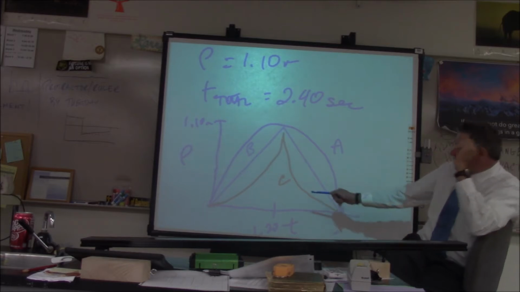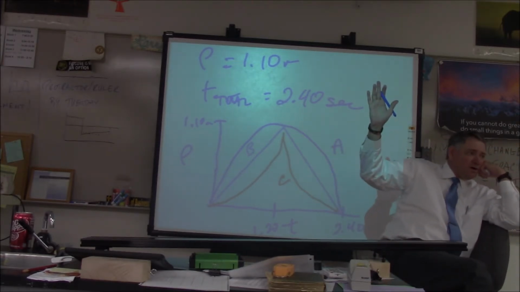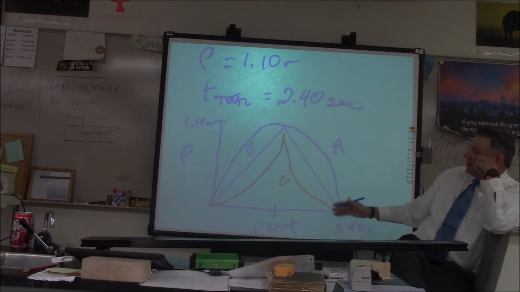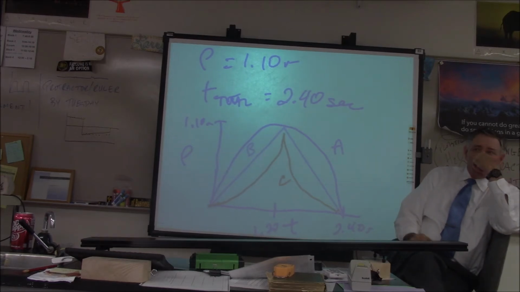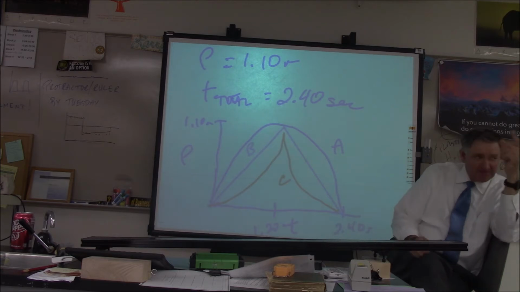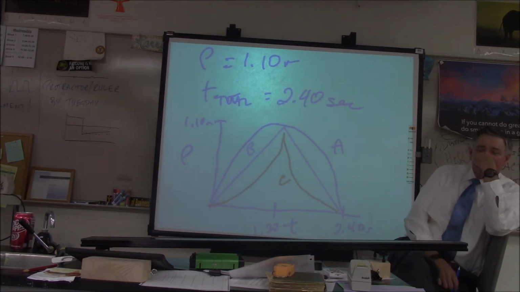So how many think A is going to be the correct curve? 1, 2, 3, 4, 5, 6. What about B? What about C? Okay, A is the right one. So why is A correct? Macy, why is A right? Because it can't be straight, because the acceleration changes.